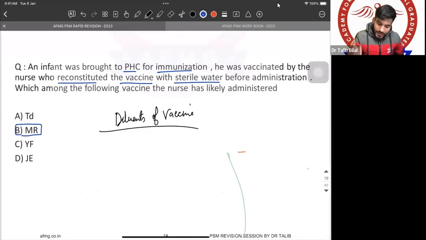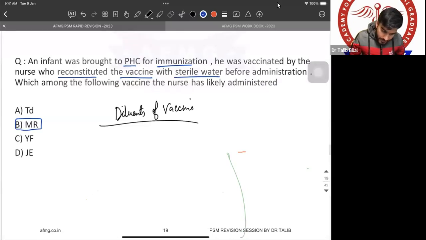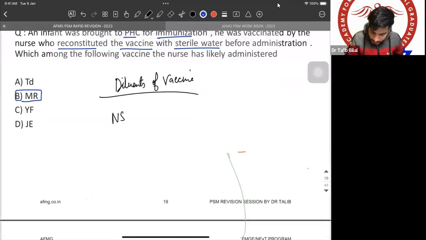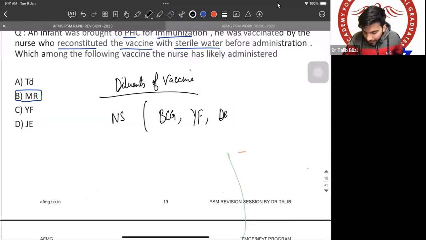If I talk about diluents of the vaccine, normal saline is a diluent for which vaccines? BCG vaccine, yellow fever, and dengue. These are the vaccines for which normal saline is the diluent: BCG vaccine, yellow fever vaccine, and dengue vaccine.